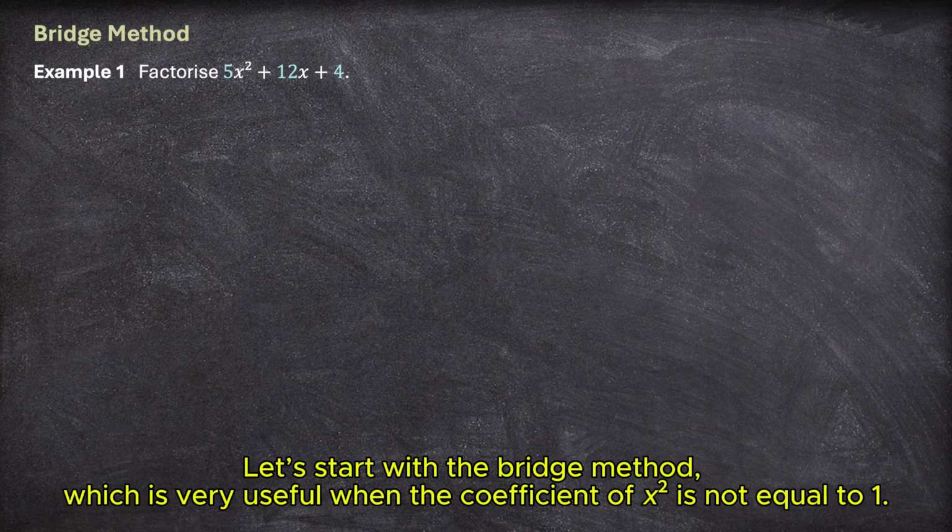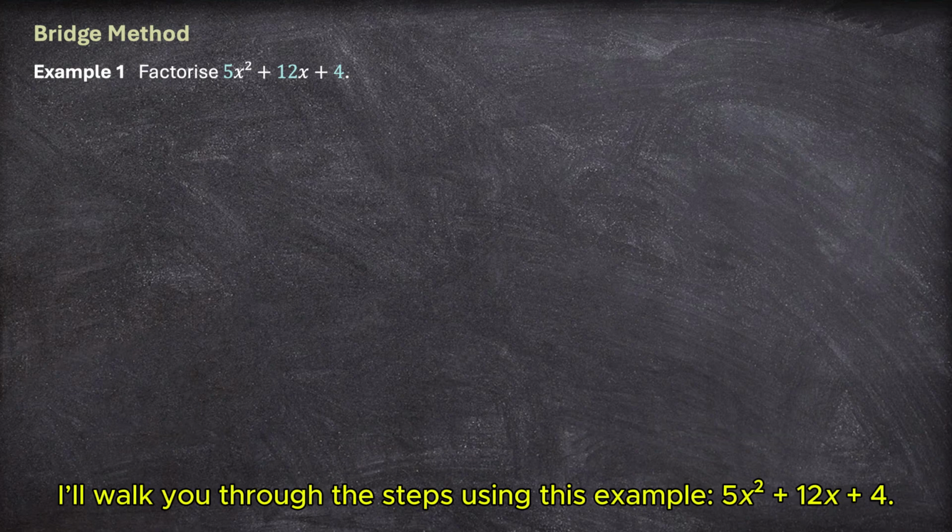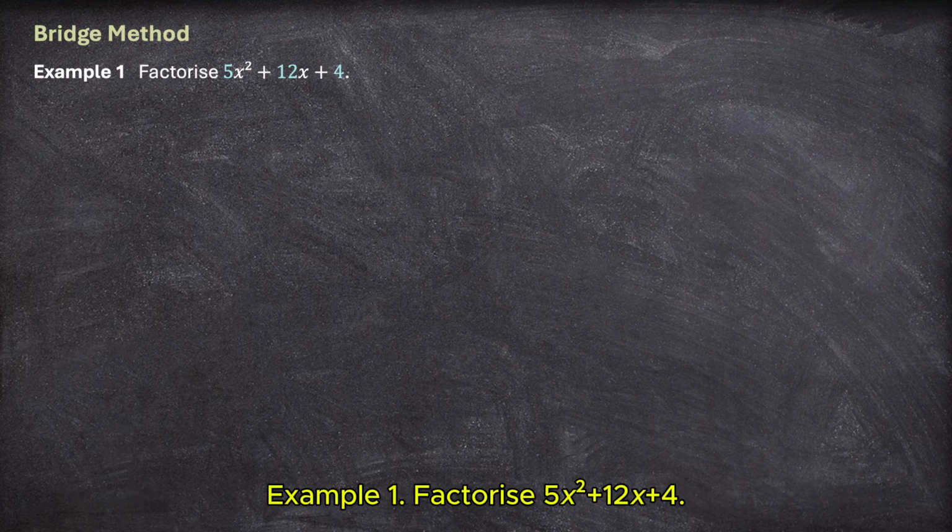Let's start with the bridge method, which is very useful when the coefficient of x squared is not equal to 1. In this case, we cannot just look at the trinomial and factor it by inspection, so we need to use a structured approach. I'll walk you through the steps using this example. Example 1. Factorize 5x squared plus 12x plus 4.